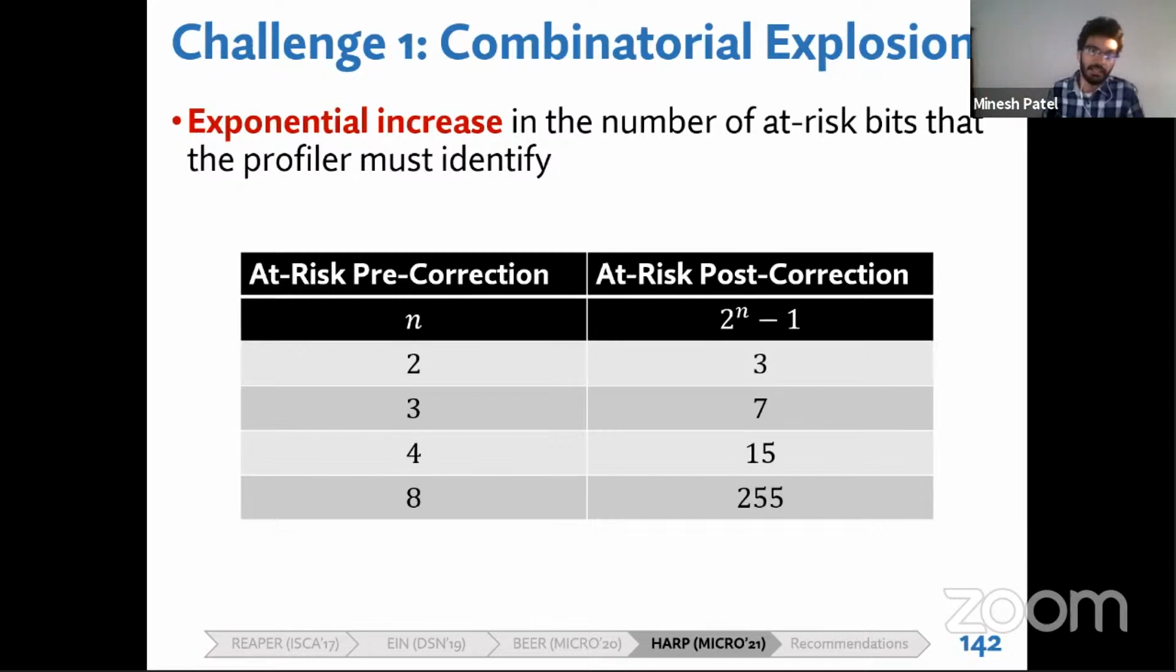So given n at-risk bits pre-correction, we end up with 2 to the n minus 1 at-risk bits post-correction in the very worst case, where every combination of pre-correction errors introduces a unique indirect error. And so, as we see, we start with 2, 3, and 4 pre-correction errors. This quickly blows up to 3, 7, and 15 potential at-risk bits post-correction. And given a larger number of pre-correction errors, such as 8, there's an absolutely humongous number of post-correction errors that we might have to deal with. And in this case, that's essentially a lot of work for the error profiling mechanism.